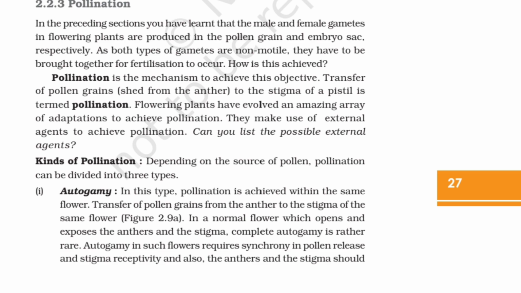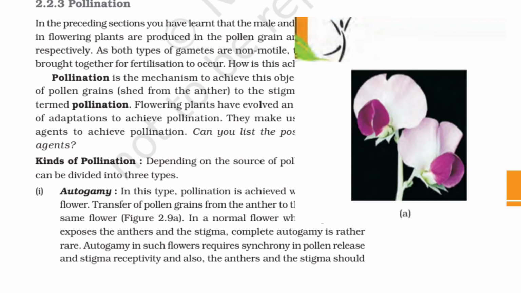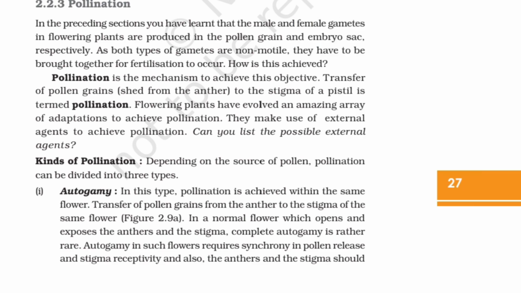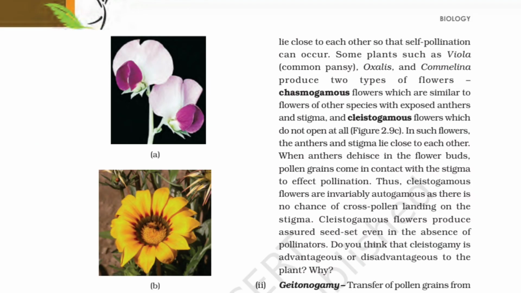Number 1. Autogamy. In this type, pollination is achieved within the same flower. Transfer of pollen grains from the anther to the stigma of the same flower. In a normal flower, which opens and exposes the anthers and the stigma, complete autogamy is rather rare. Autogamy in such flowers requires synchrony in pollen release and stigma receptivity, and also the anthers and the stigma should lie close to each other so that self-pollination can occur.